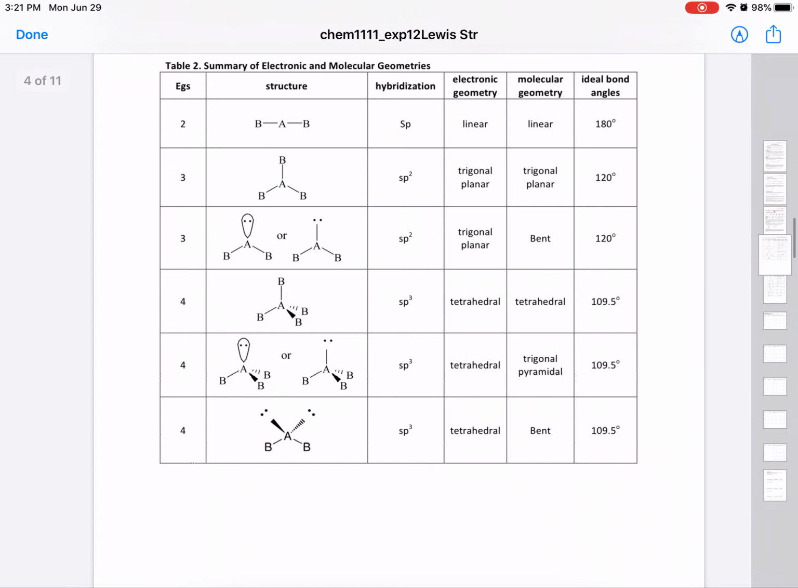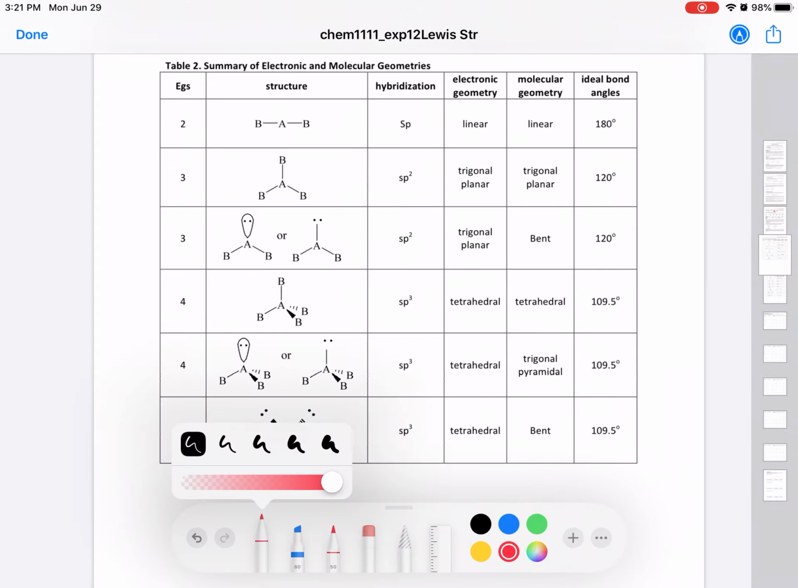and then the electronic geometry would be tetrahedral, and then the molecular geometry would be trigonal pyramidal. Okay, trigonal pyramidal molecular geometry. Because one of the corners of the tetrahedron, now you have a lone pair, and it's like a pyramid, and then it's a trigonal pyramidal molecular geometry.